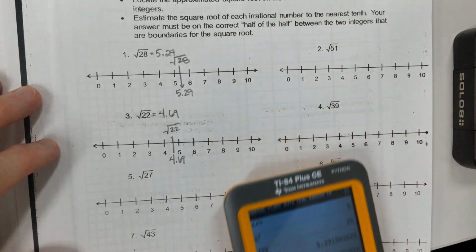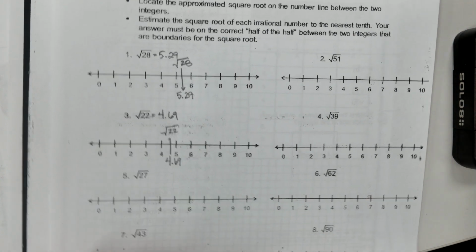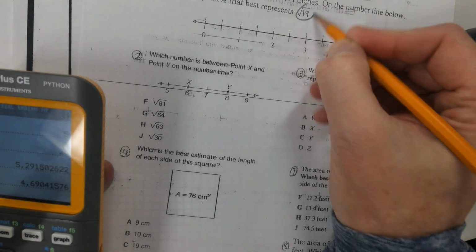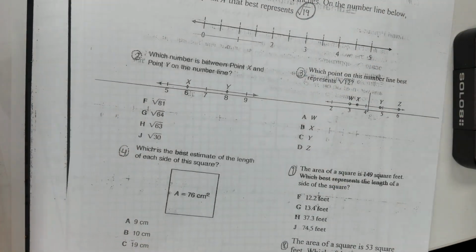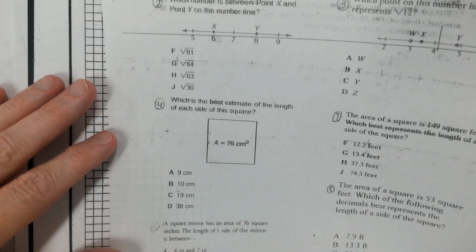That's what you're doing on the front. It is simple as that. On the back, there's a few more complicated questions. You're going to do the same thing, square root of 19, and place it on the number line. And then some more real-world questions here as you go along.